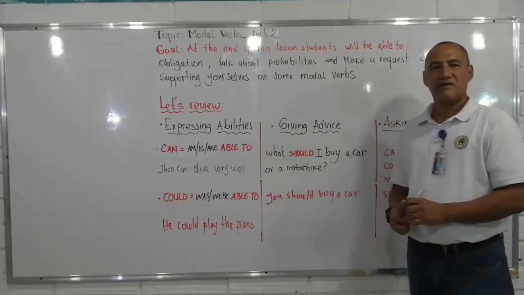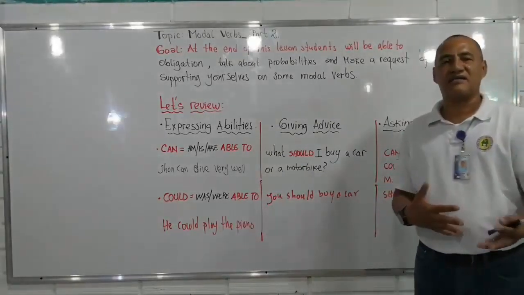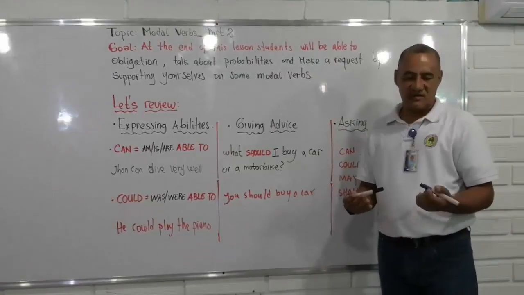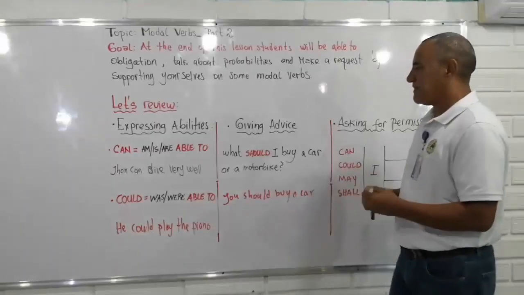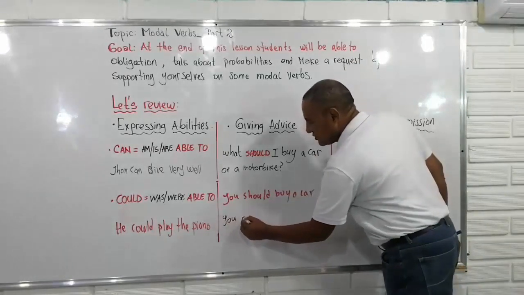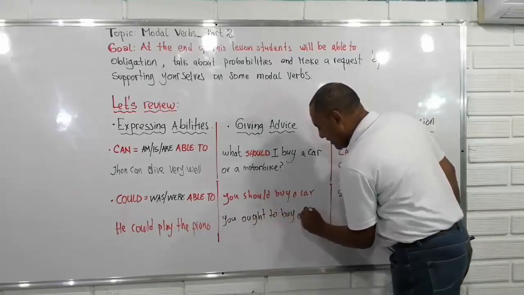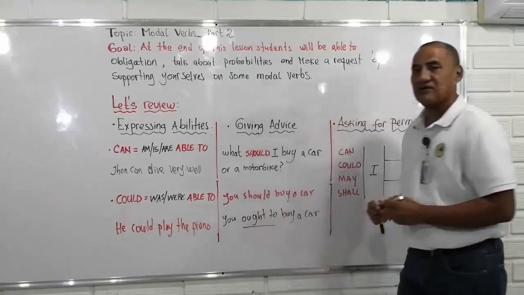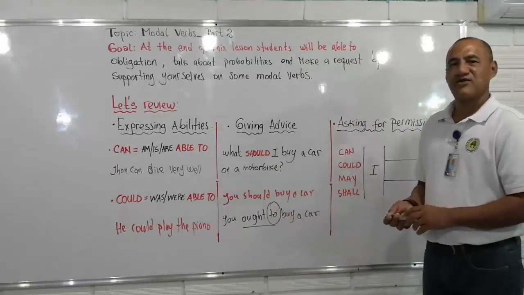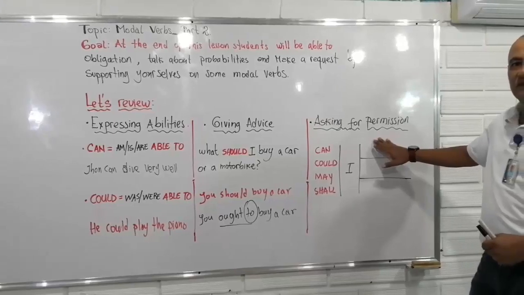Deberías comprar un carro. Then you give me the reason. Hey, teacher, you should buy a car because a car is safer than a motorbike. Okay? In this, you are just giving advice, a recommendation, consejo. Or you can say you ought to, which is the same. Buy a car. Right? Remember that ought to is much more formal, and we've got this particle here too.